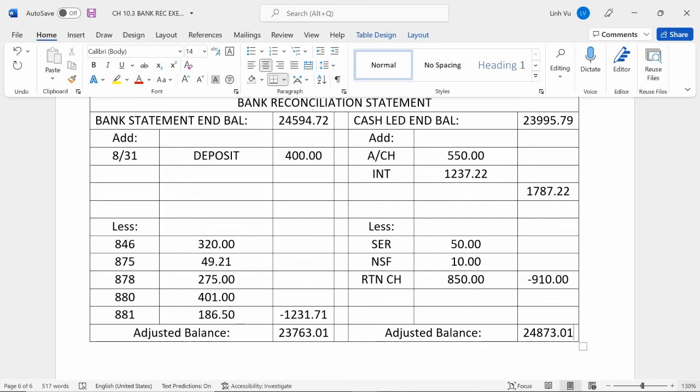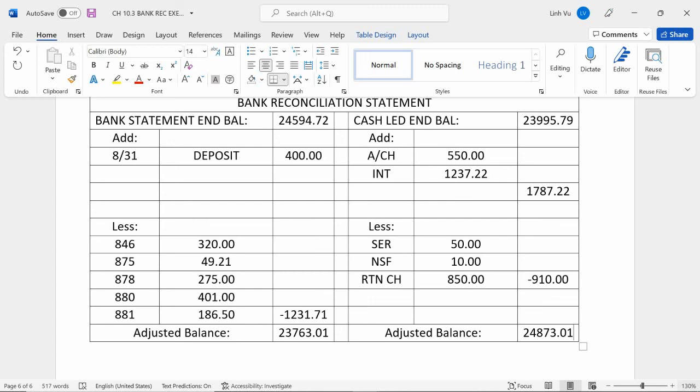So what does that mean? I spent more cash. How can you make that assumption? How do you know that you spent more cash? Because 24 and this is 23. 23 is what I have on my end, and 23 is what I have on the bank side.